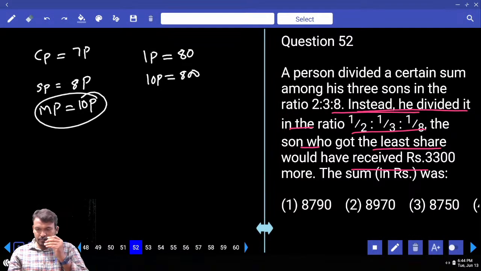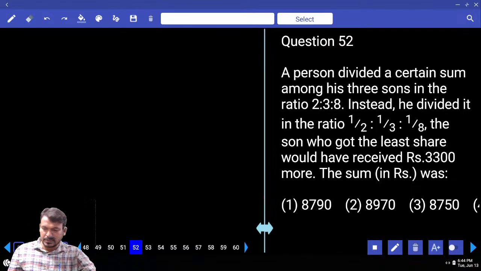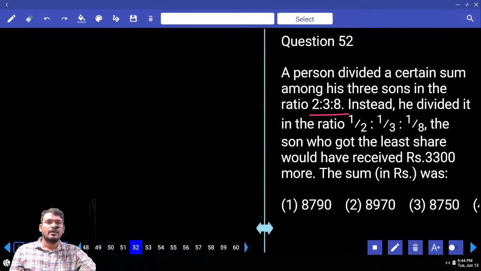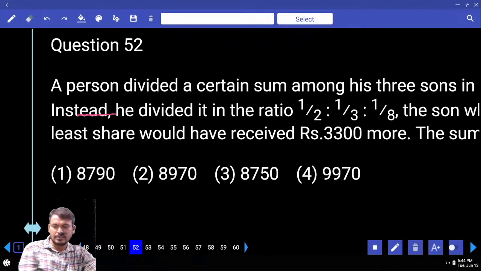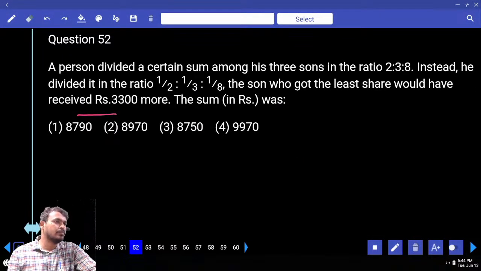Question number 52. A person divided a certain sum among his 3 sons in the ratio of 2:3:8. Instead, he divided it in the ratio of 1/2, 1/3, 1/8. The son who got the least share would have received 3,300 more. The sum was how much? First of all, initially the sum was distributed in which ratio? 2:3:8. Total how many parts? 13 parts. Means the sum must be a multiple of 13.